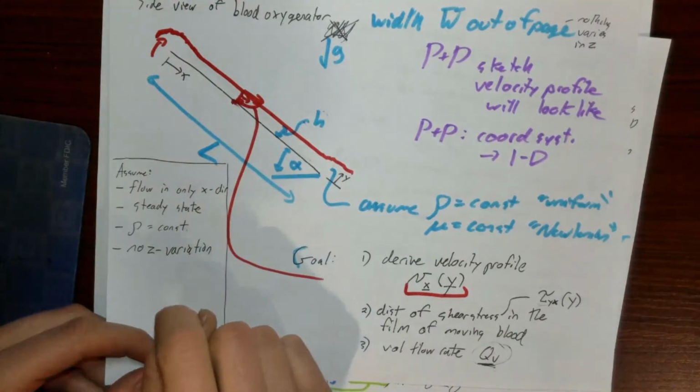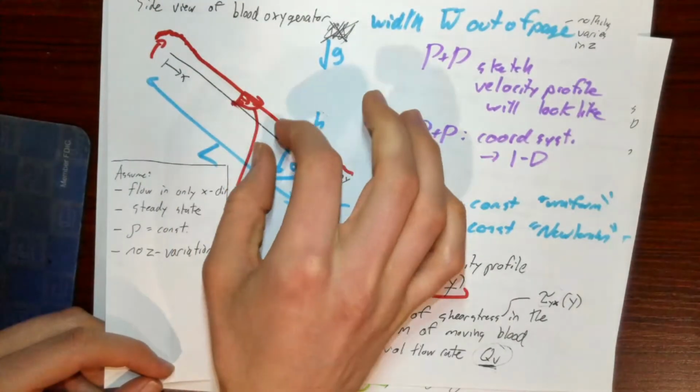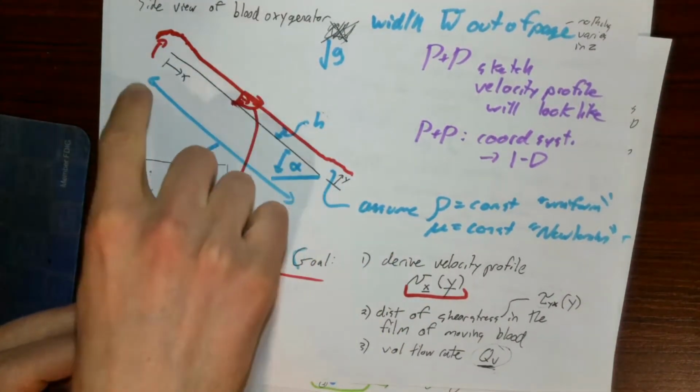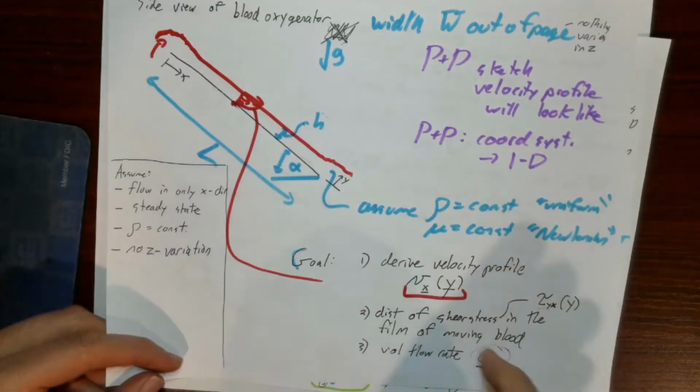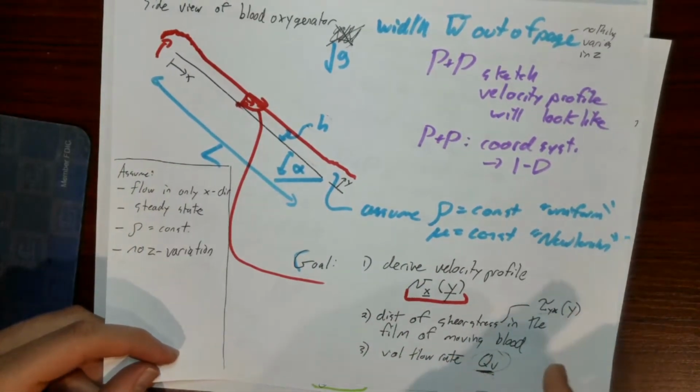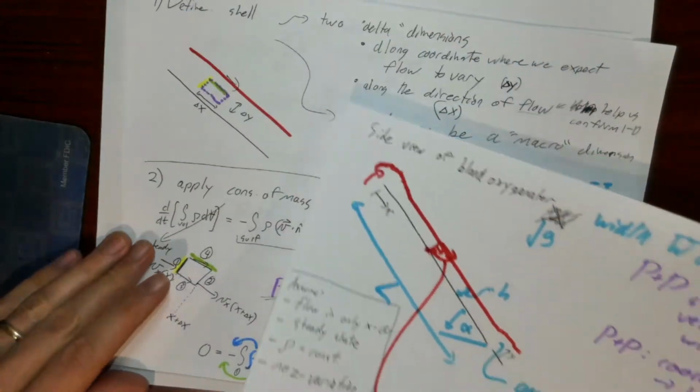problem parameters. For example, if I had a film of various thickness, how fast would the pump need to pump the fluid up to the top of the oxygenator in order to achieve that flow? So these are things that we care about. So what's the next step?